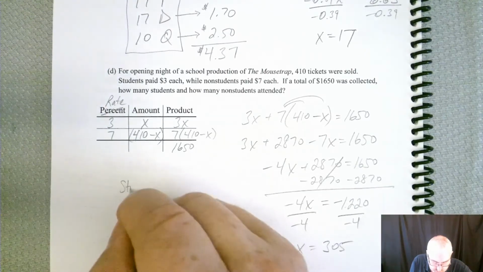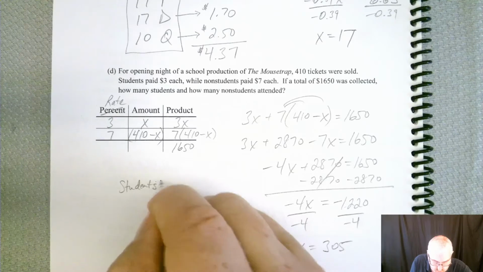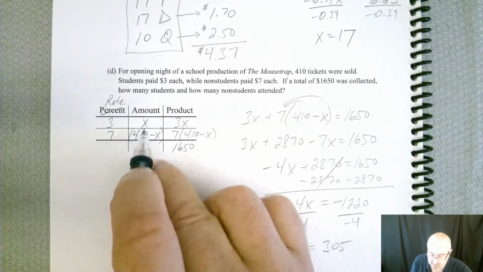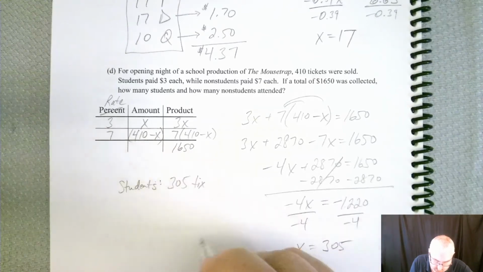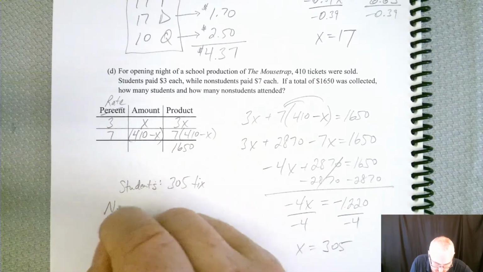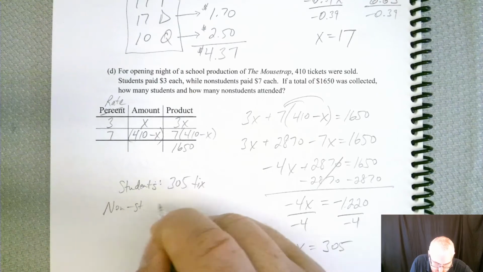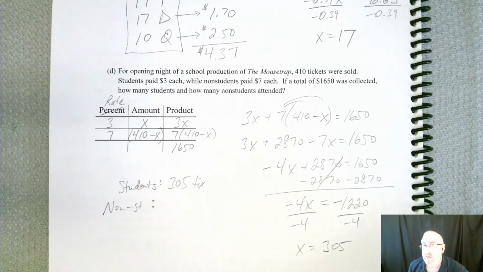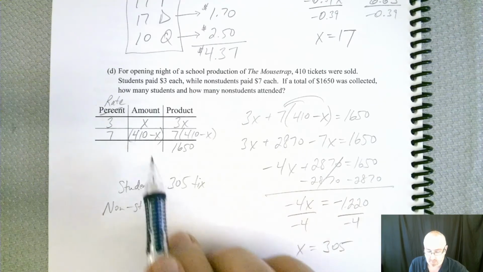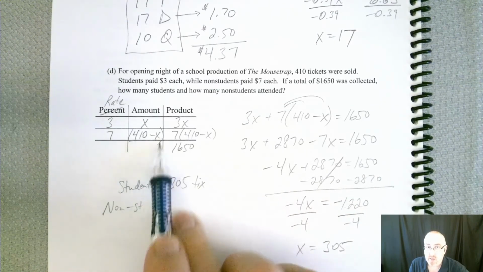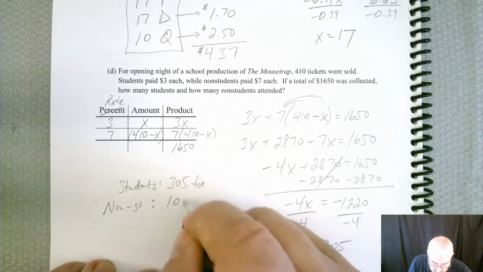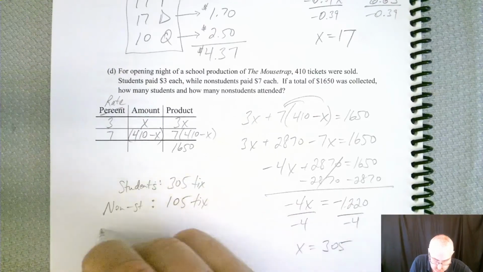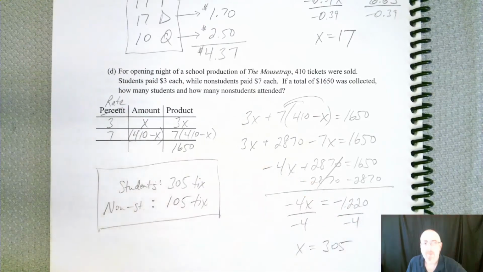So the students was the x. So that's 305 tickets. And the non-students would be what? How do we figure that out? Remember, 410 minus x. So if we subtract 305 from that, that gives you 105. So there's our answer.